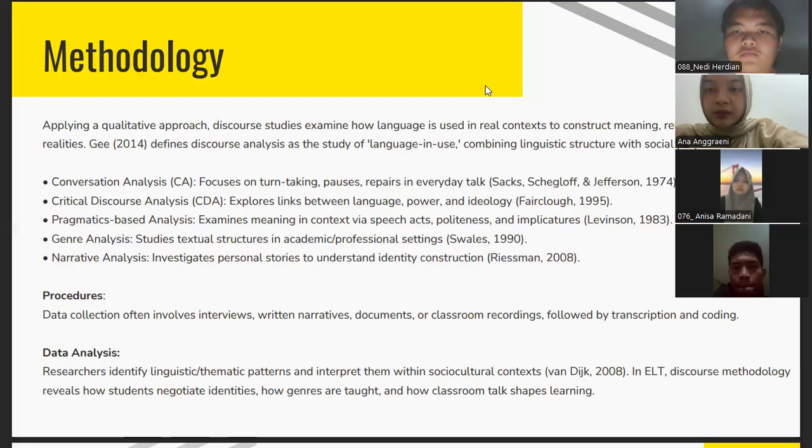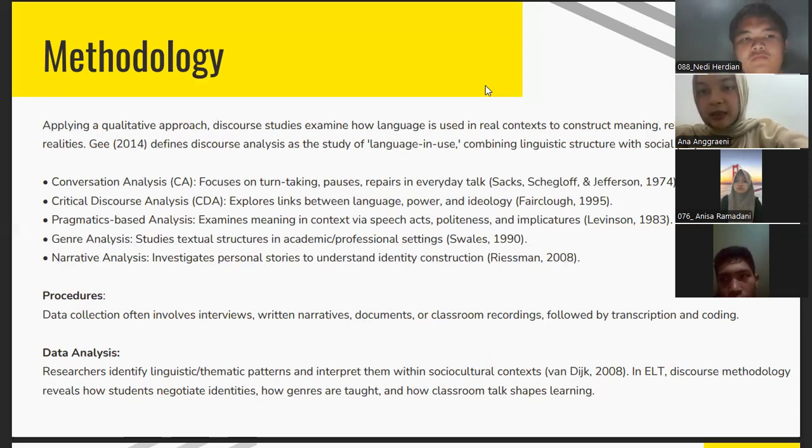So there are types of analysis in discourse studies. Discourse study includes several different approaches, each with its own focus. The first one is conversation analysis, or CA. This looks closely at everyday talk, things like turn taking, pauses, overlaps, or self-correction. For example, in a classroom, when a student hesitates before answering, those pauses can actually show their thinking process.